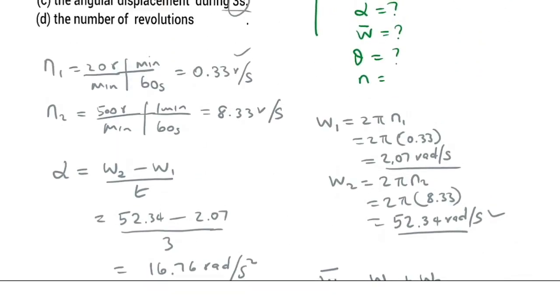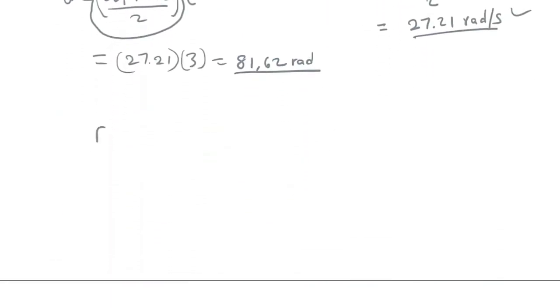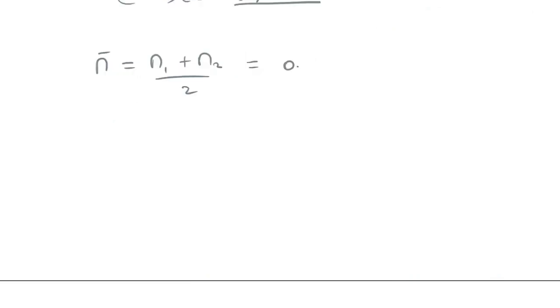Now they say we must calculate the number of revolutions. The average number of revolutions is equal to n1 plus n2 divided by 2. Then n1 is 0.33 plus n2 which is 8.33. Then this is divided by 2. It gives the average to be 4.333 revolutions per second.